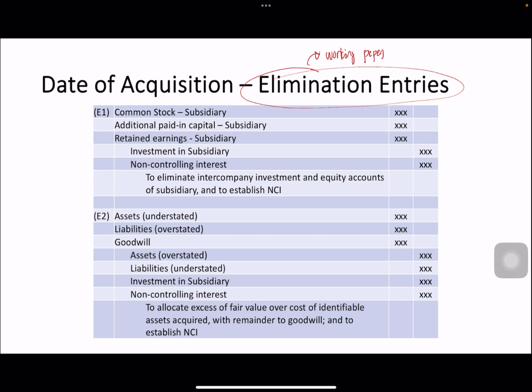On the date of acquisition, the parent prepares two eliminating entries. The first eliminating entry has three objectives. First is to eliminate the subsidiary stockholders' equity. Second is to partially eliminate the parent's investment in subsidiary account. And third is to partially establish non-controlling interest.